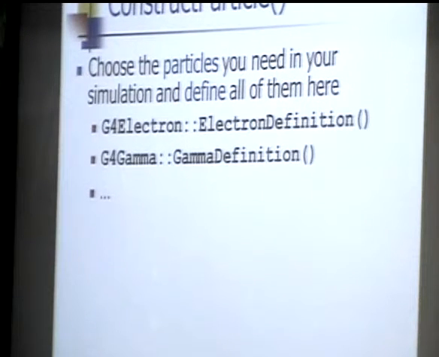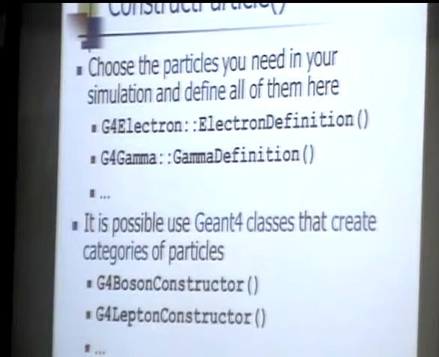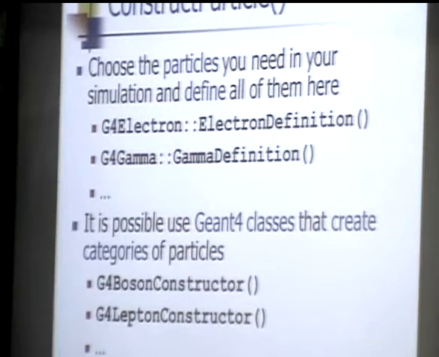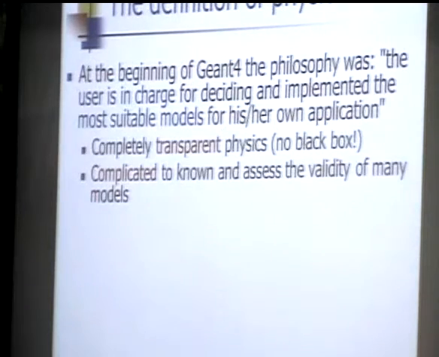So if you need an electron to be followed by the simulation, in principle, you should explicitly define that you want an electron or a gamma or whatever. Still, it's tedious: if you have hadronic interactions, you have hundreds of hadrons and particles. So there are some constructors that build all the bosons or leptons in one shot.